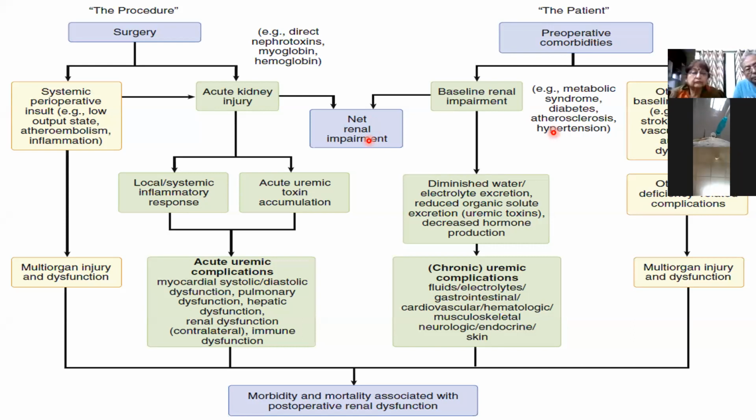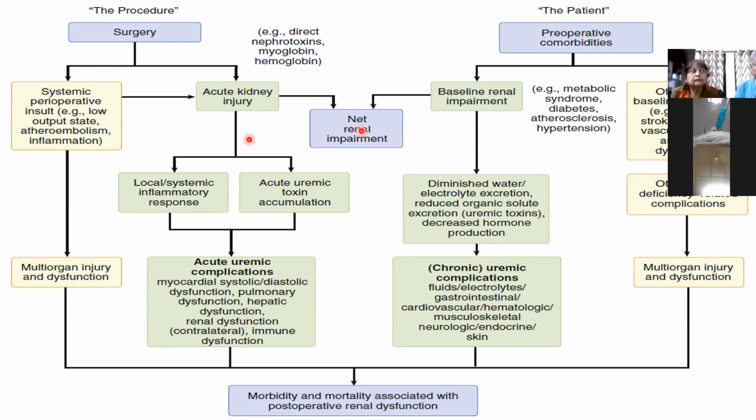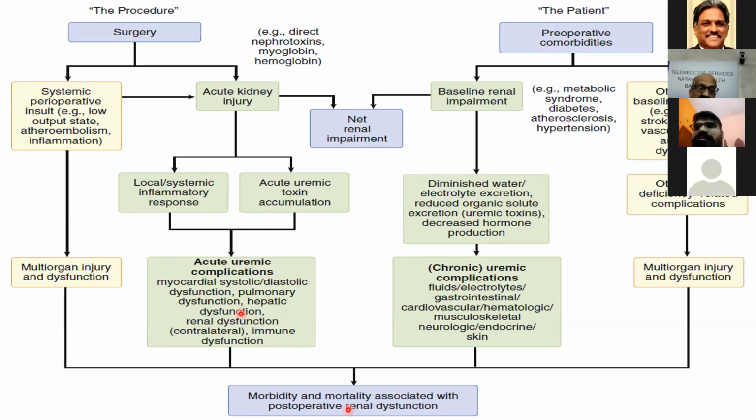Whereas the procedural factors include the occurrence of atheroembolism, myocardial dysfunction or systolic dysfunction, hepatic dysfunction, and renal dysfunction. All these things will lead to net renal impairment, which has a direct bearing on the morbidity and mortality associated with post-operative renal dysfunction.